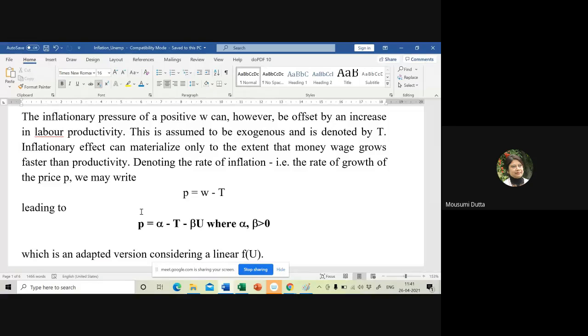Okay, so the paragraph which I have given just above, looking at this, you may consider rate of growth of price is exactly equal to rate of growth of money wage. However, if we look at the functions of an economy, we will find that inflation rate is not exactly equal to rate of growth of money wage. Why?